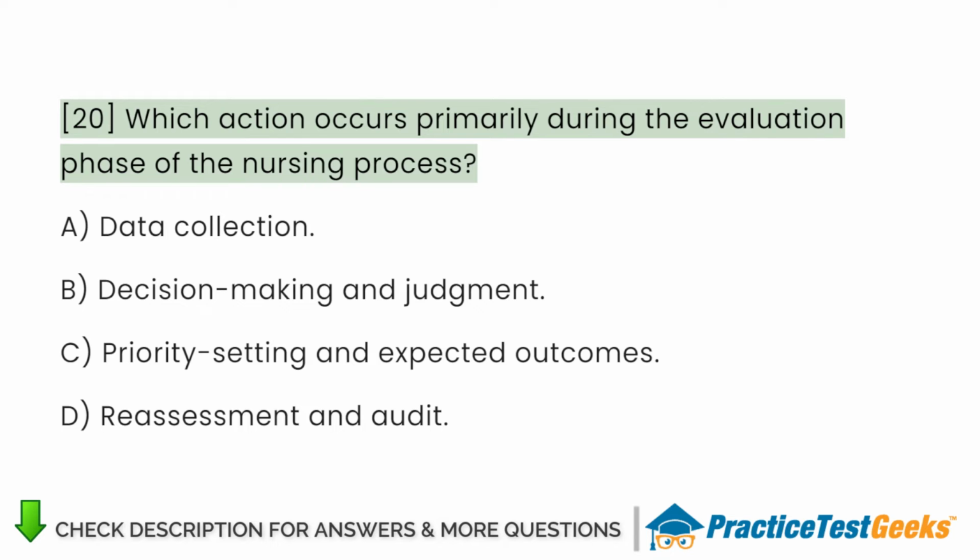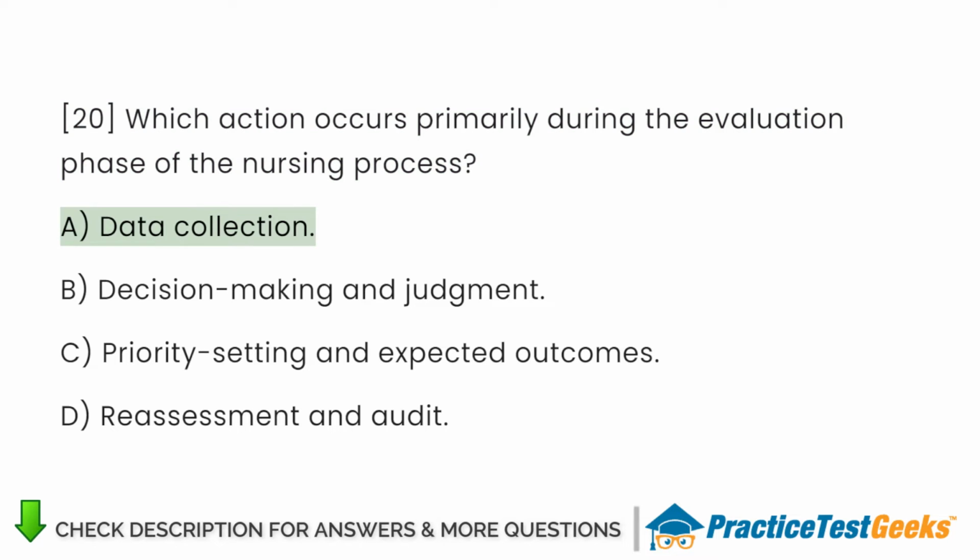Which action occurs primarily during the evaluation phase of the nursing process? A. Data collection. B. Decision-making and judgment. C. Priority setting and expected outcomes. D. Reassessment and audit.